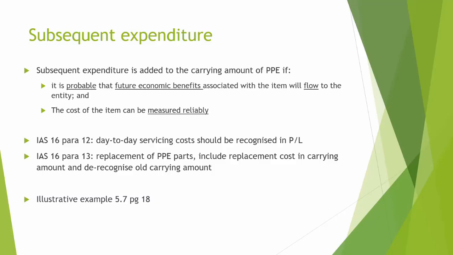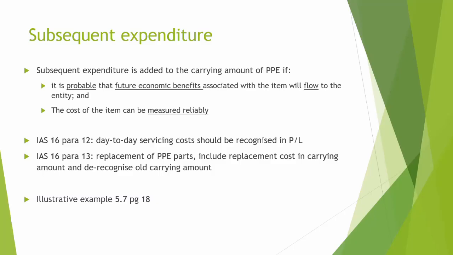So that is what we refer to as day-to-day servicing costs, the expected servicing costs that you need to perform on your property, plant, and equipment because you own it and you use it. And those types of costs do not meet the recognition criteria because the actual cost doesn't bring a flow to the entity and therefore should be taken into profit or loss. And paragraph 12 then elaborates on that.